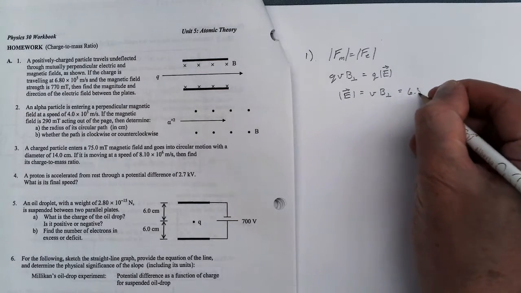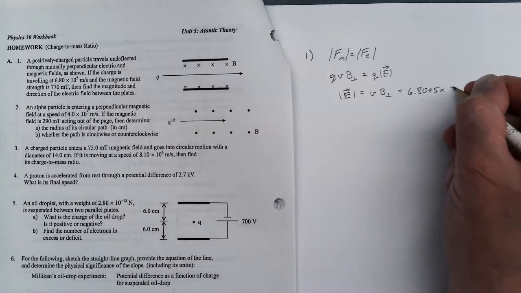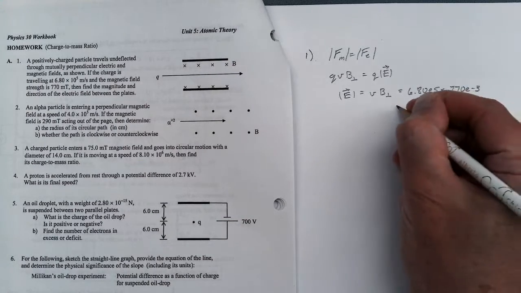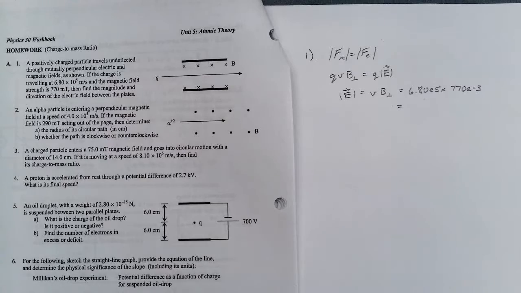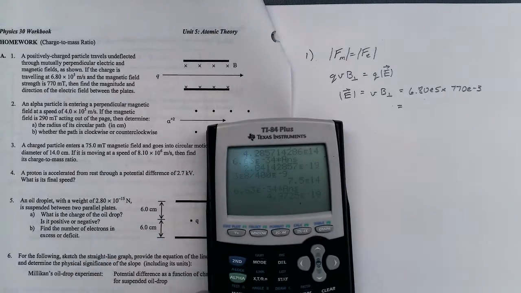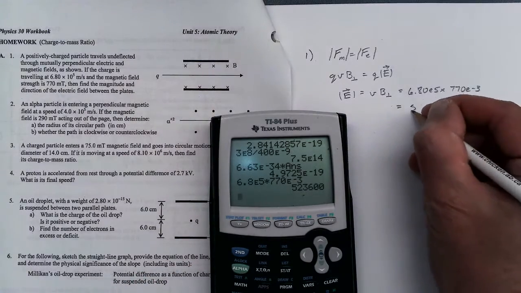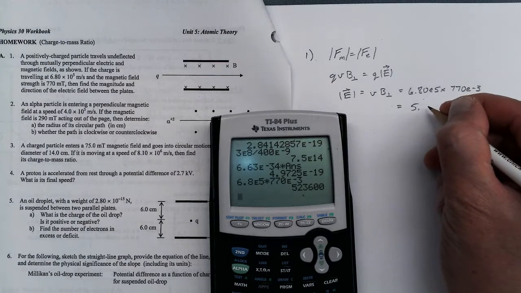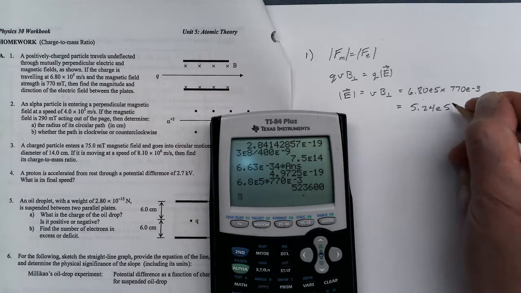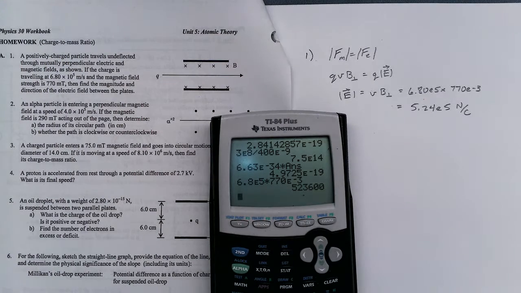Put in the speed, 6.8 e5, multiply that by 770 e negative 3. All right, the calculation. .236, so essentially 5.24 e5. And the units here should be newtons per coulomb or volts per meter. So units of an electric field. All right, now how about the direction?